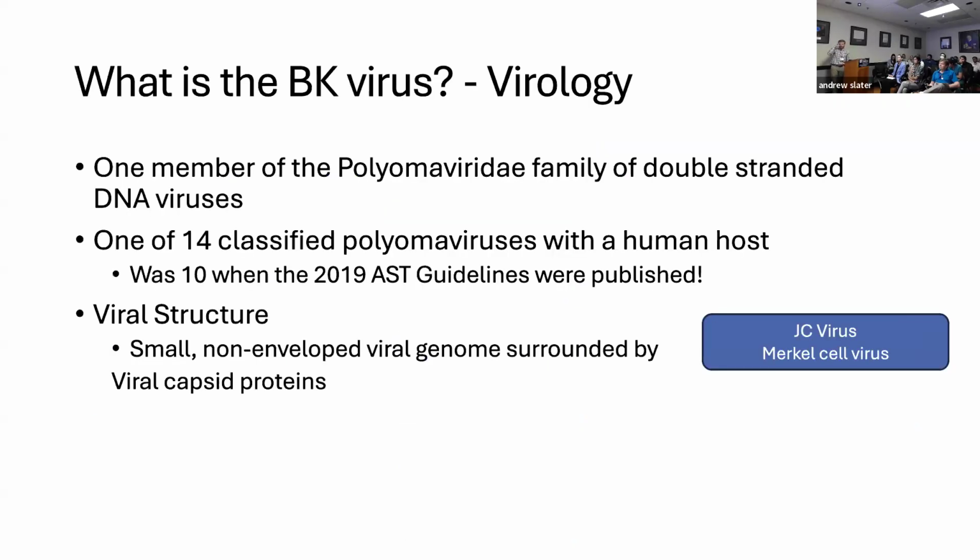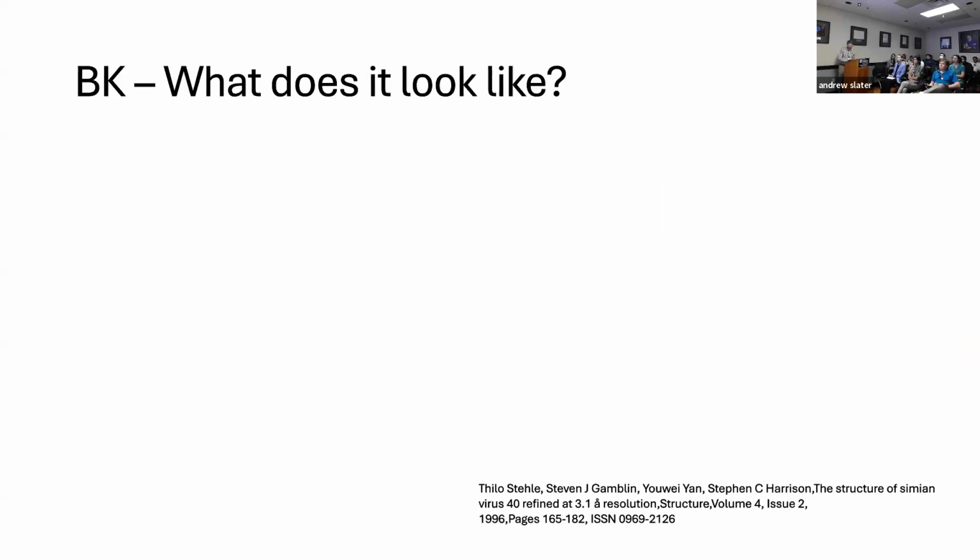So what is BK? A little bit of virology. We're going to get a little deep here. It's a member of the Polyomaviridae family of double-stranded DNA viruses. It's one of 14 polyomaviruses with a human host. It has a small, non-enveloped viral genome, surrounded by viral capsid proteins. JC virus and Merkel cell virus, of course, are in this family.